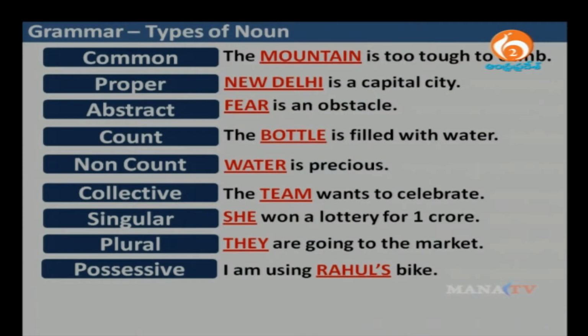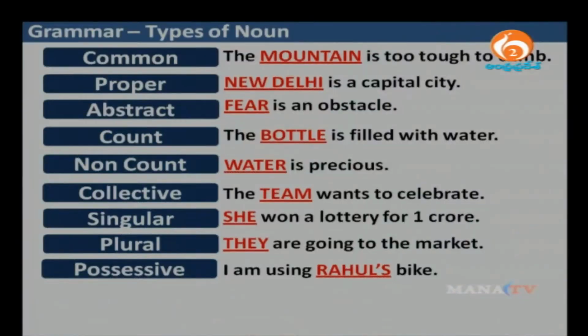Then we have possessive noun. Possessive means when somebody is holding on to it, it's under somebody's possession. For example, I am using Rahul's bike. So the bike belongs to Rahul. So I use the apostrophe S. I am using Rahul's bike. That's a possessive noun.